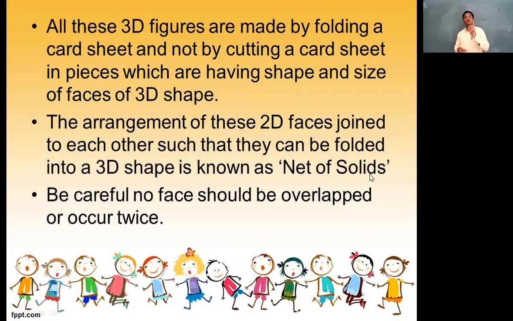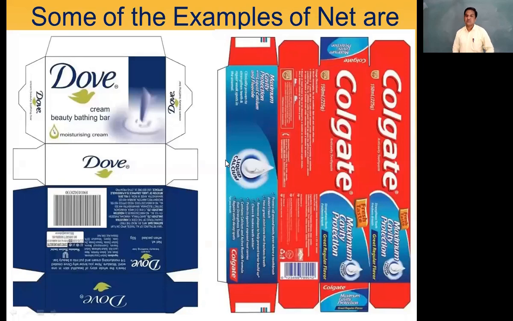Be careful while drawing the net of a solid. The faces should not overlap each other. A day-to-day example that you see is a box of soap or a box of toothpaste. Take a box of soap and cut it at each edge very carefully. When you open the faces one by one, you'll find that all these faces are joined to each other, and again we can fold them into a box. Same is the case for a box of toothpaste.